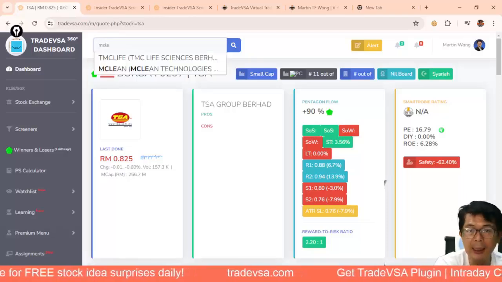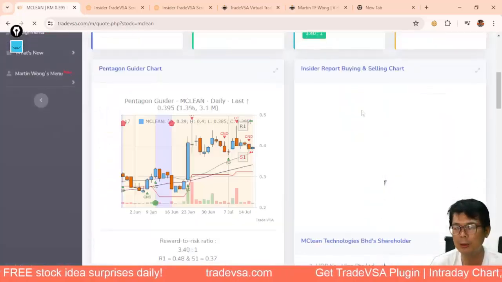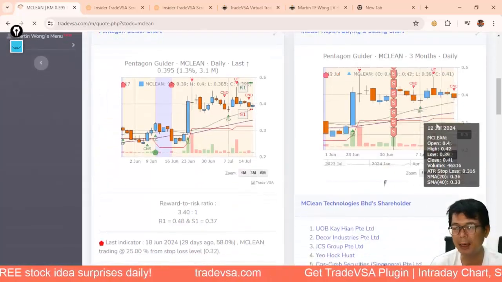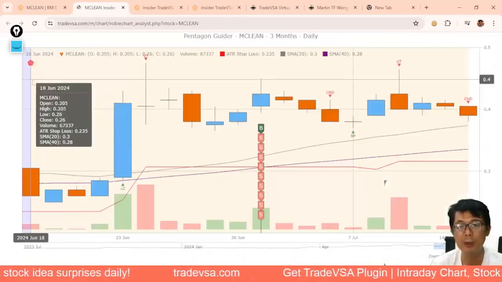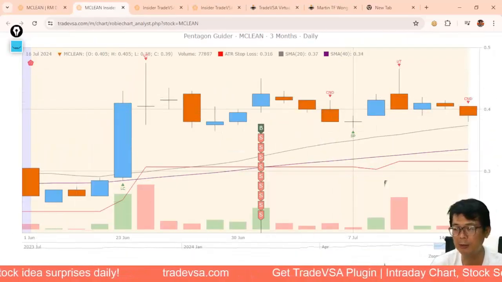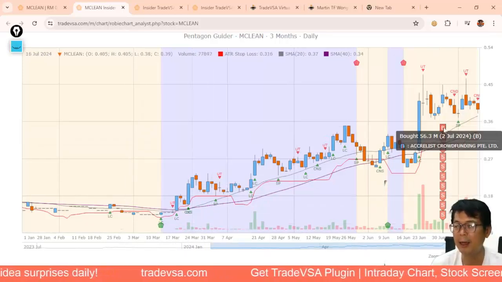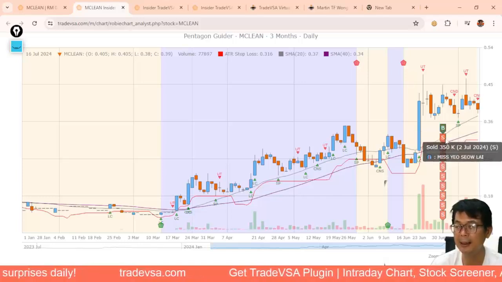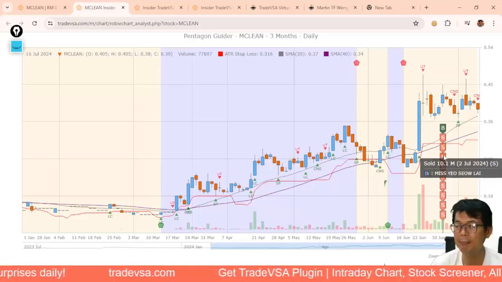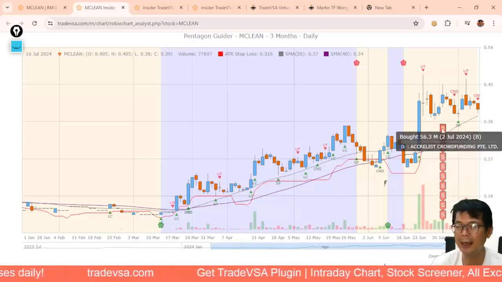So just now we were looking at McLean, technology. You want to scroll down to the insider buying and selling. From here onwards, we can open up this chart, which looks into the chart. Then you go back to 6 months. There was no buying. There's only here, this is the 56 million buying, and then they were selling. Miss Yo, Miss Lim. So they actually sold it at the high.